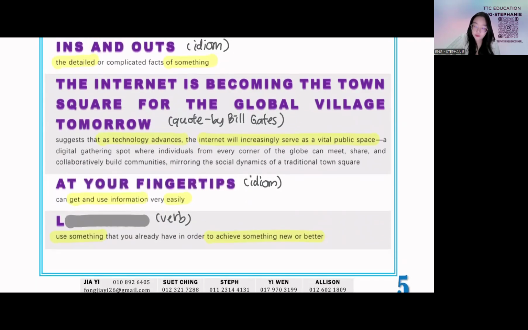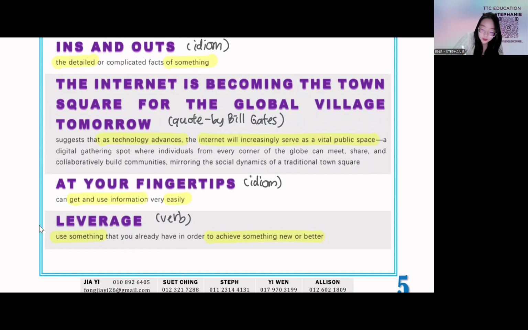The last two. This is an idiom, "at your fingertips." It means that you can use it very conveniently, very easily. You can access it very easily. And we also have "leverage." Try not to use basic words like "use." You can also use "leverage" or "utilize" to indicate that you would like to use something to achieve something new or better. So leverage on technology, leverage on the internet, leverage on mobile apps, leverage on digital tools. Or you can also use "utilize."